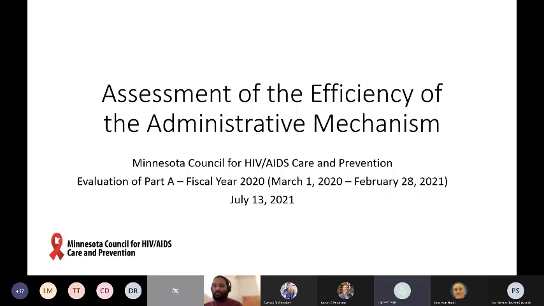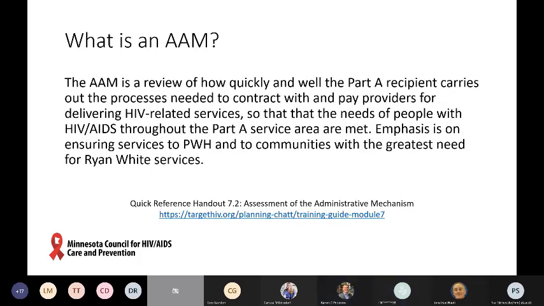This is something that we do annually as a council. It is written into the Ryan White legislation that we assess the efficiency of the administrative mechanism. So what does that mean?